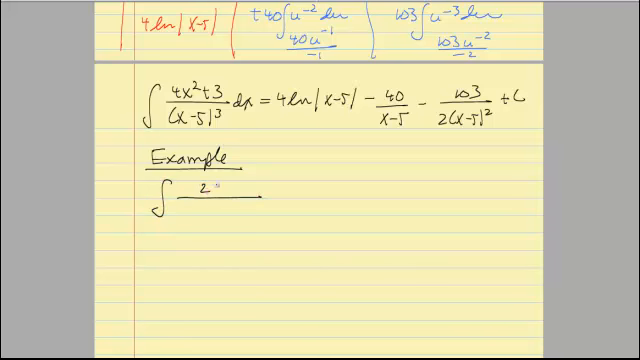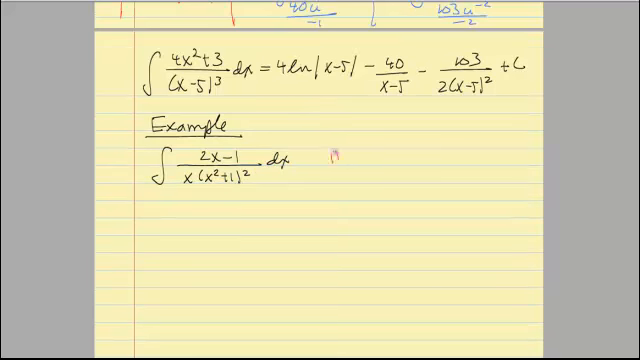Let's go ahead and look at the integral of 2x minus 1 in our numerator, and in my denominator I'm going to have x times x squared plus 1 quantity squared dx. Okay, first thing we want to check for is, is the degree in the numerator less than the degree in the denominator? Well, the degree in the numerator is 1. The degree in the denominator you might think is squared, but really it's going to be squared squared times x, so that's going to give us a 5 here. And 1 is less than 5, so I'm good to go.